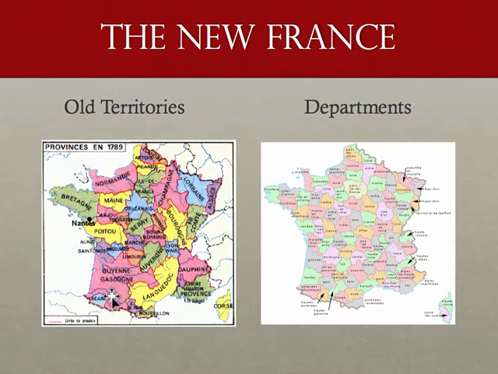And we can see here the territories, the departments. These are the old territories, the traditional duchies of France and counties, and here are the new, smaller departments.